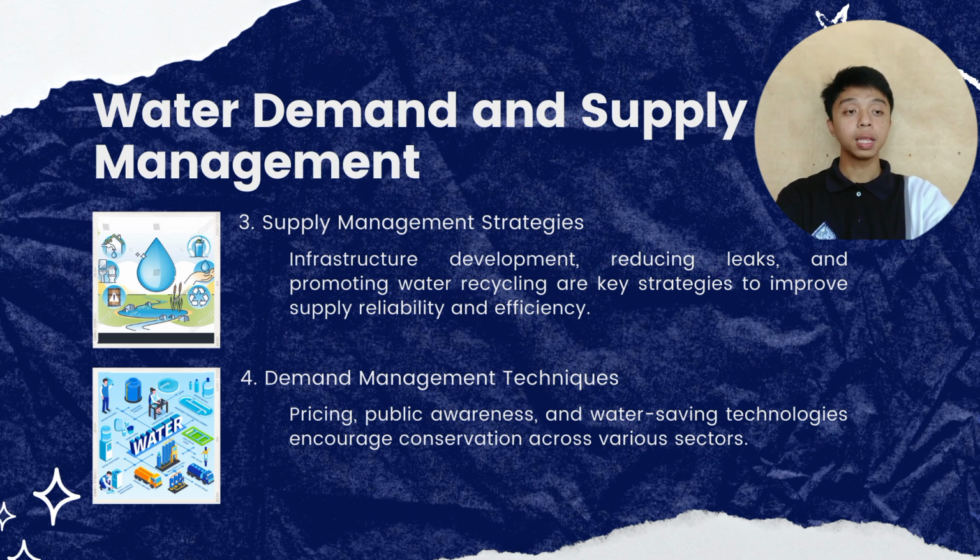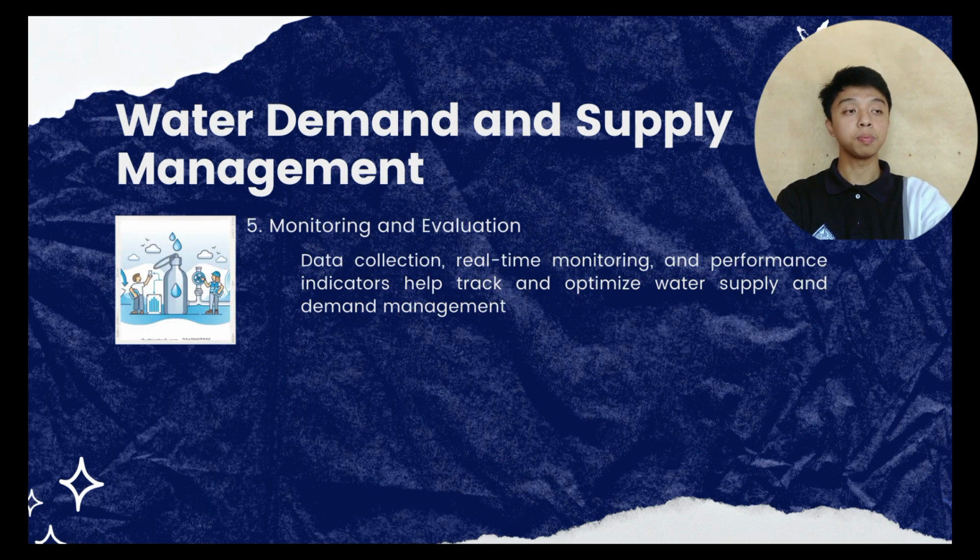Fourth is demand management techniques. Setting water prices, educating the public, and using water-saving devices can reduce water use. These steps encourage people to conserve and avoid wasting water. And fifth is monitoring and evaluation. Smart meters and tracking tools show how water is used, helping managers spot and fix inefficiencies. Measuring water loss and usage patterns helps improve the system over time.